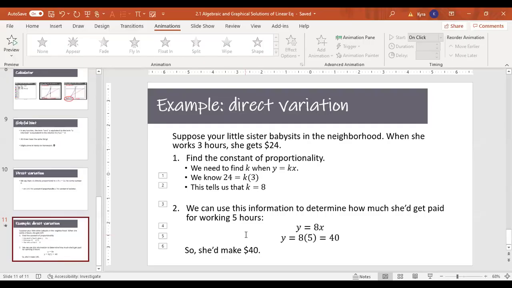Okay, well, that is all that we have for section 2.1. Relatively short session today.